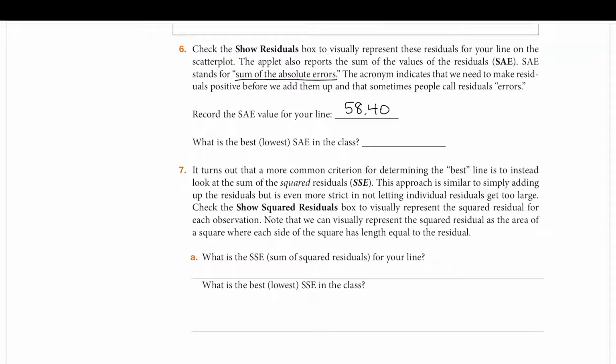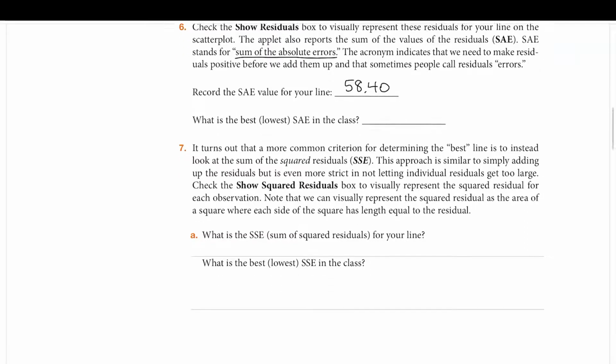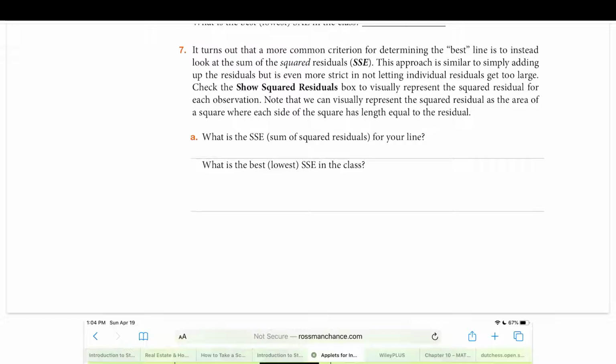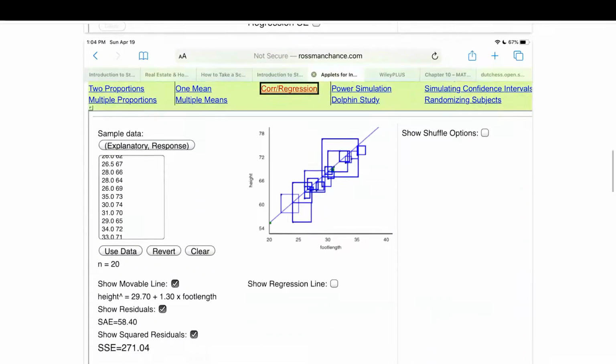Right, so the SAE stands for sum of the absolute errors, error meaning the same as residual. In other words, how far off is the observed from what the line says. That would be the error or the residual. And we take them all in absolute value. Now, what we can use instead, and what is used in practice, is the sum of the squared residuals. If you click the Show Squared Residuals box, it's really interesting because when we square, it actually makes squares. You see all the square boxes. That's actually what squaring means.